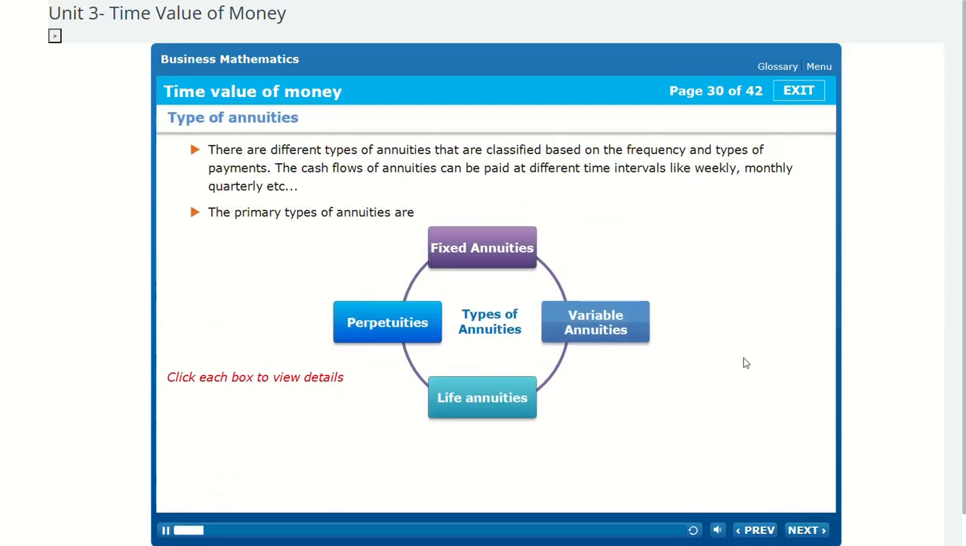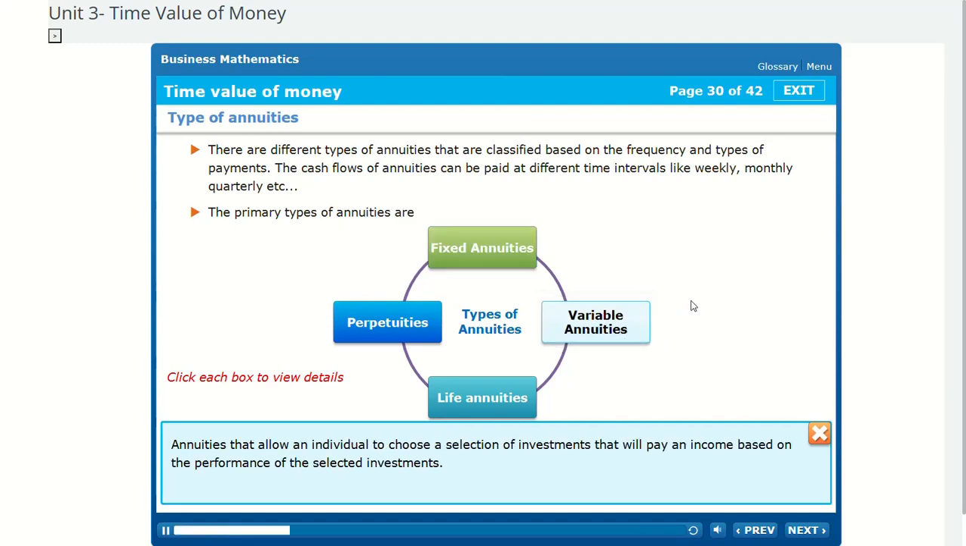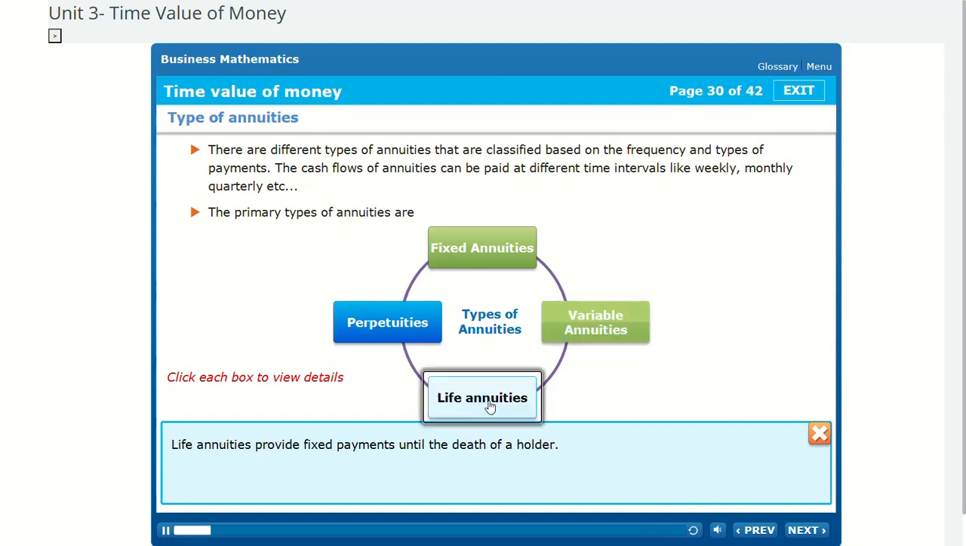Types of annuities. There are different types of annuities that are classified based on the frequency and types of payments. The cash flows of annuities can be paid at different time intervals like weekly, monthly, quarterly, etc. The primary types of annuities are: fixed annuities, annuities that provide fixed payments; variable annuities, annuities that allow an individual to choose a selection of investments that will pay an income based on the performance of the selected investments; life annuities, which provide fixed payments until the death of the holder.